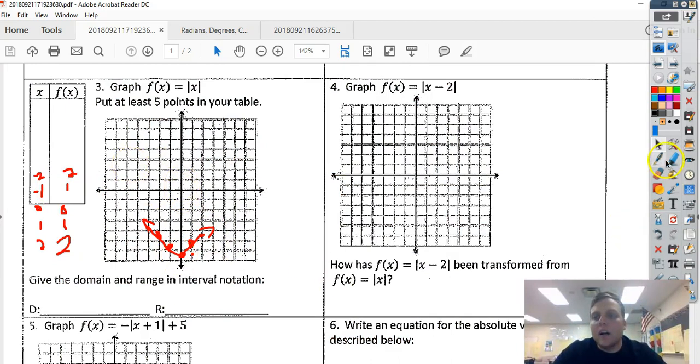So the domain, we talked about this in class, is all real numbers because it goes to the left forever and to the right forever. So that's the funky R. You all see how this arrow points to the left and this arrow points to the right?